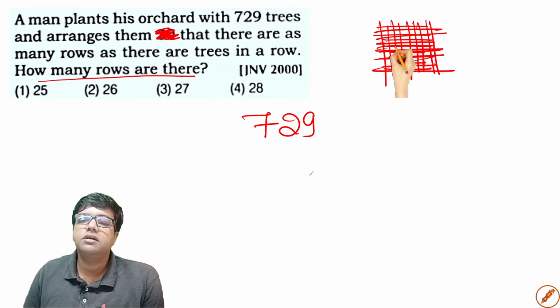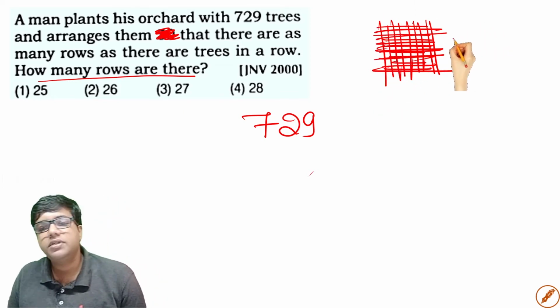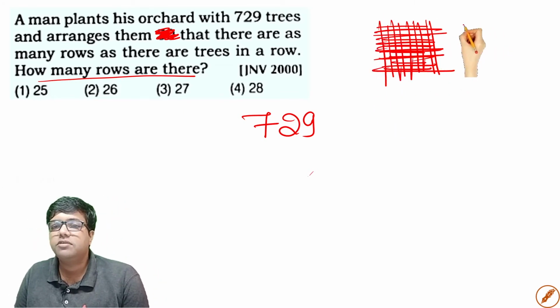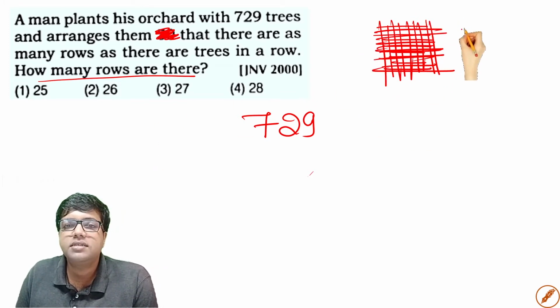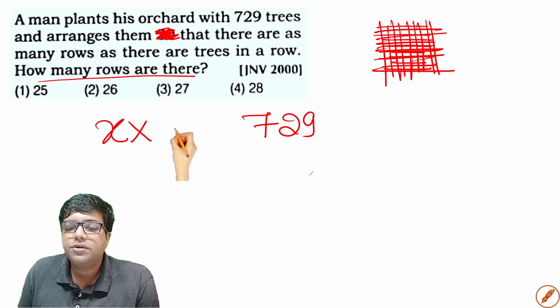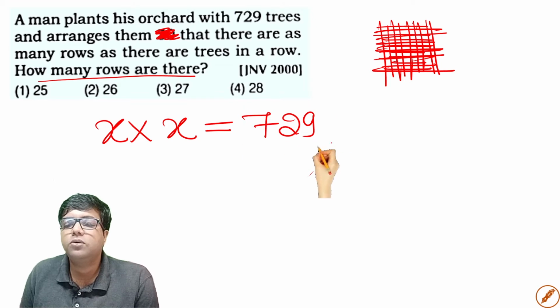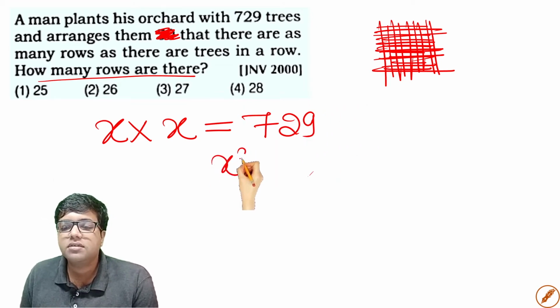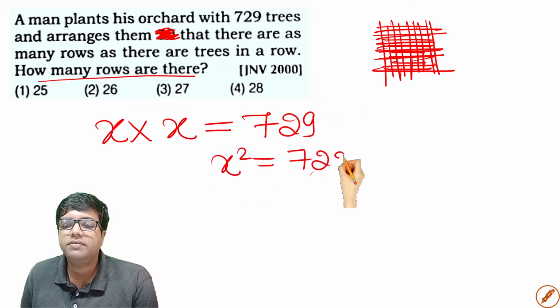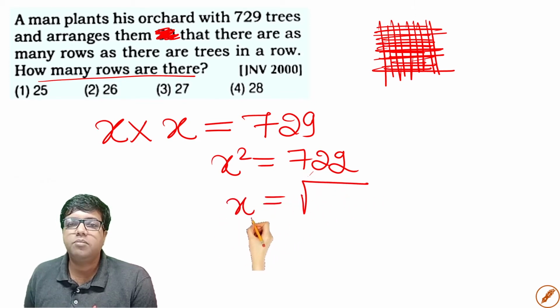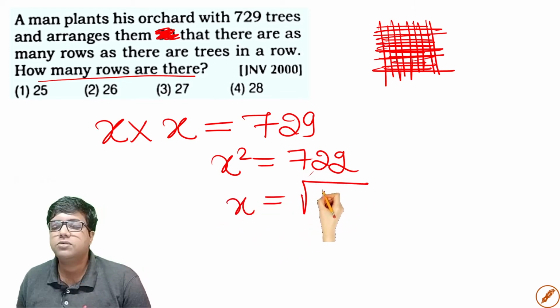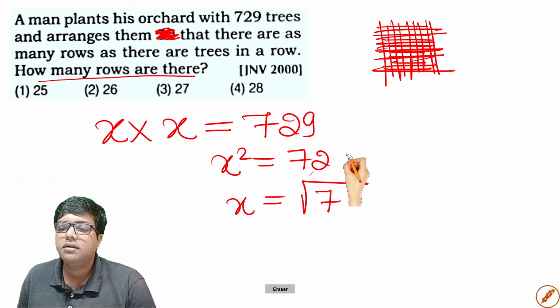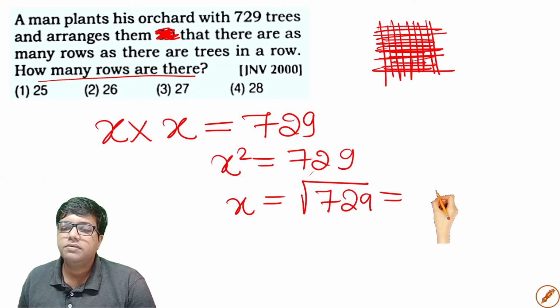So number of rows is equal to number of trees in a row. In such a matrix, number of rows into number of columns will give you the total number of trees. And this gives us x square is equal to 729. And x, the number of rows or number of columns, is equal to square root of 729, which will give you 27.